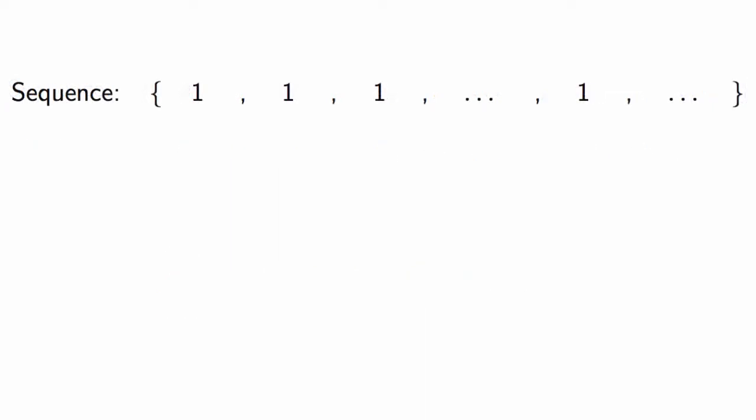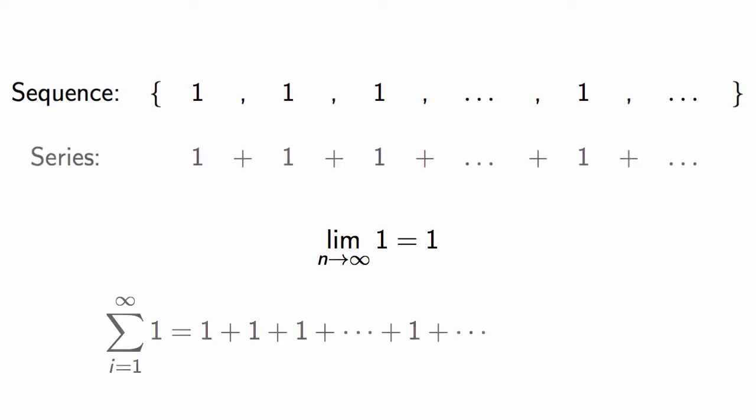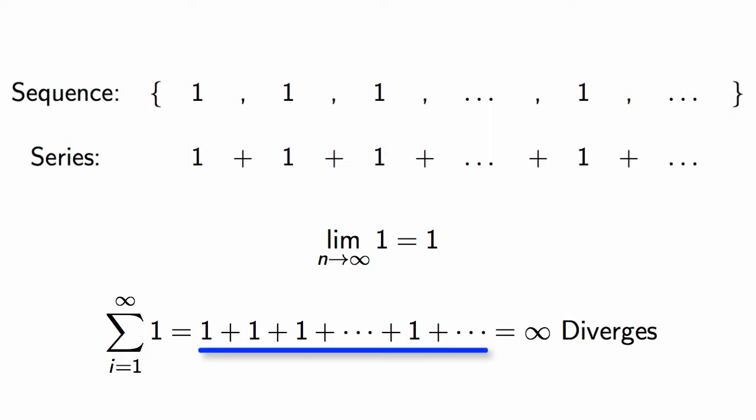Let's look at a simple example, the sequence where every term is equal to 1. This sequence clearly converges to 1, as it is always 1. Let's create a series by adding these terms together. It should not be surprising that this series diverges to infinity, as we are adding 1 an infinite number of times.